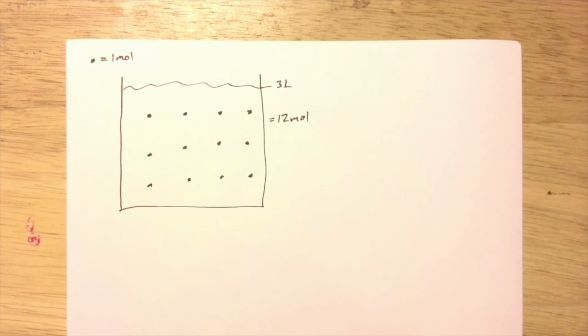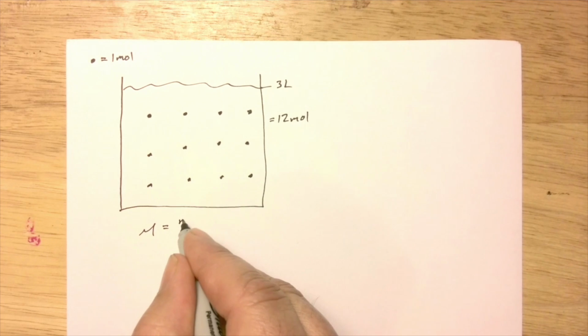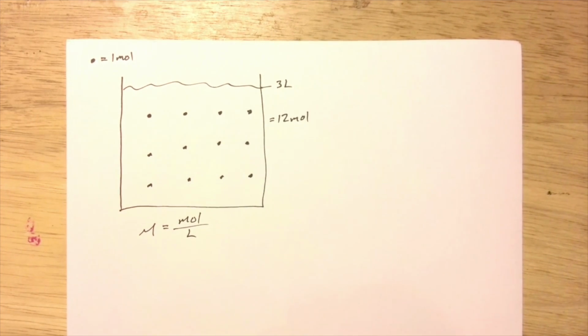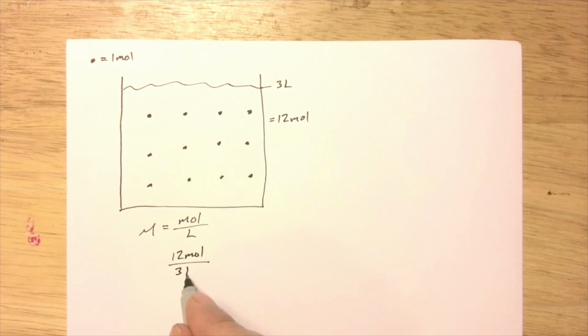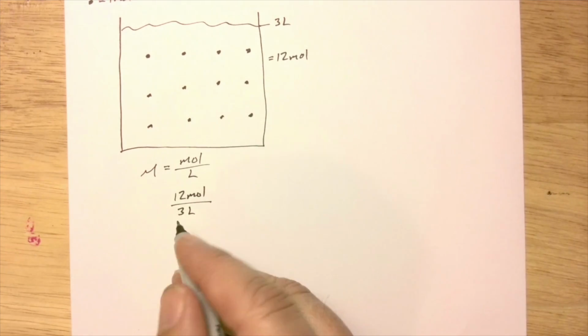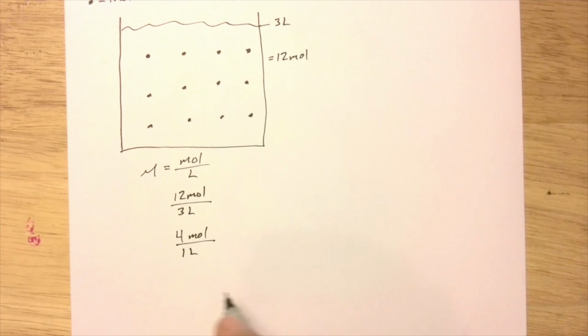So the way to go about expressing the concentration of this is that molarity is equal to moles per liter. So that is the unit of molarity. For example, I have 12 moles, so I'm going to put 12 moles on top, and I have 3 liters, so over 3 liters. As you can see here, 12 over 3 reduces down to 4 moles for every 1 liter, or perhaps more commonly written out, 4 moles per liter.